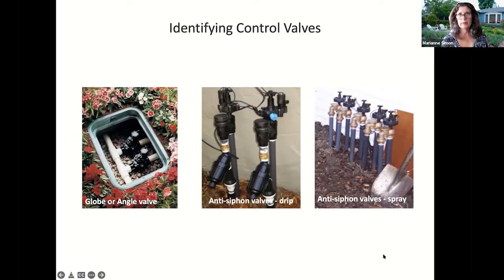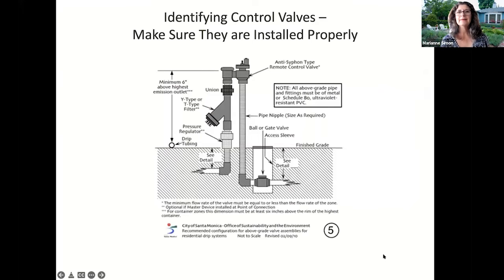Now, the other two images are our anti-siphon valves. They work by gravity. The image in the middle is an anti-siphon valve that you would use for a drip system. So you can see the filter on it and the pressure regulator. And then the image on the far right is for spray heads. So there you go.